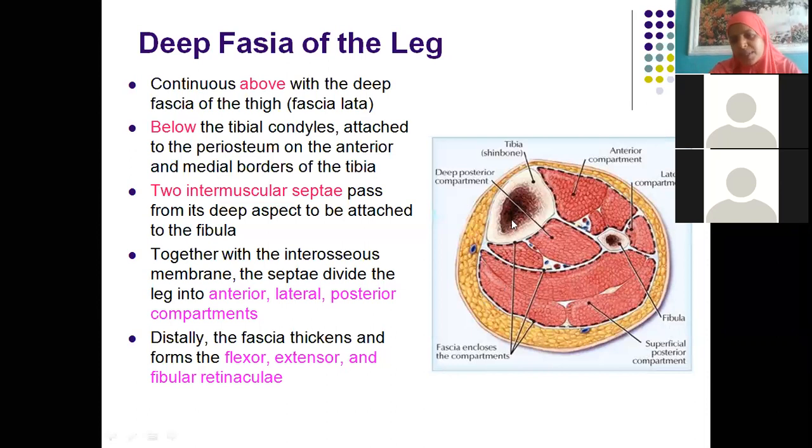Apart from this, see, this is the posterior compartment. In the posterior compartment, you have seen when we were doing the popliteal fossa, what were the muscles we saw immediately after reflecting the skin? Gastrocnemius. Very good. Medial head of gastrocnemius, lateral head of gastrocnemius. Below that? Soleus. Very good.